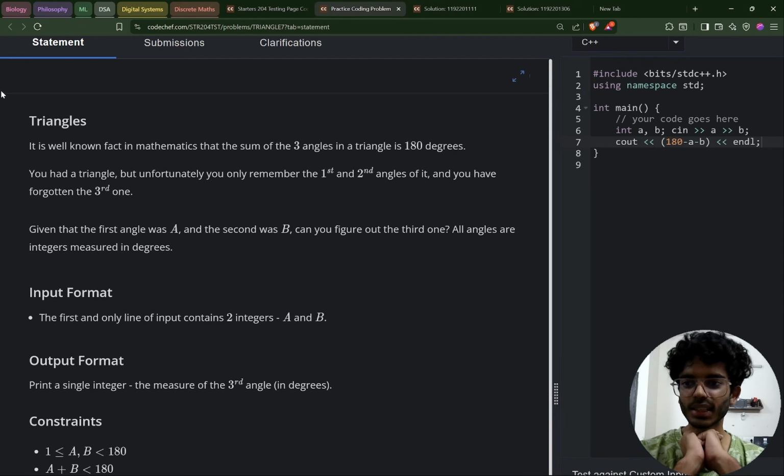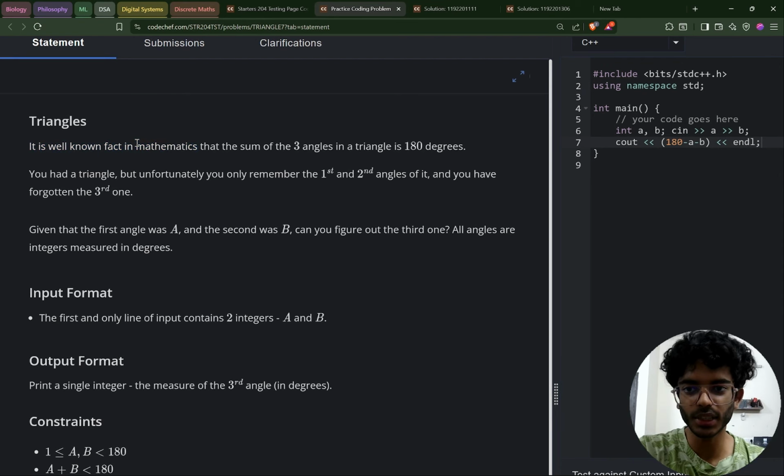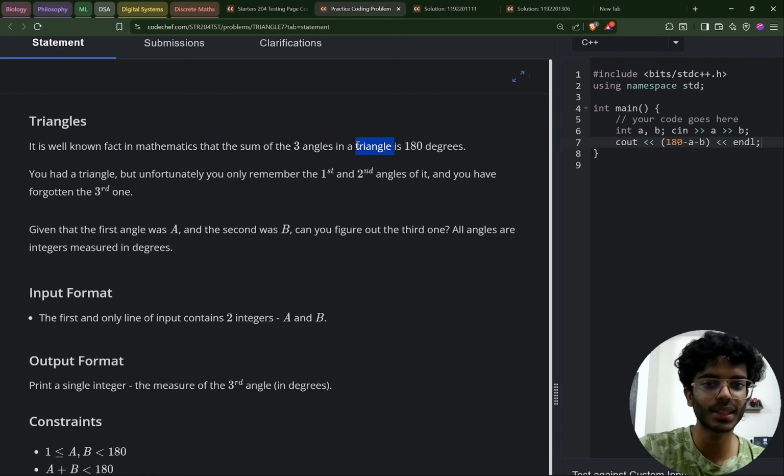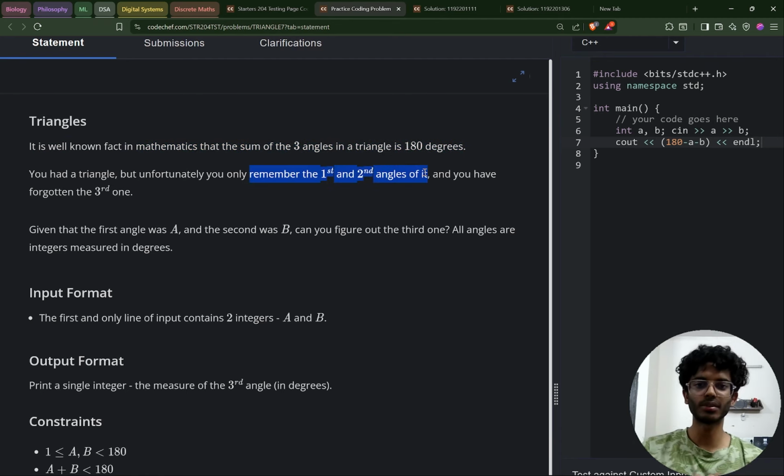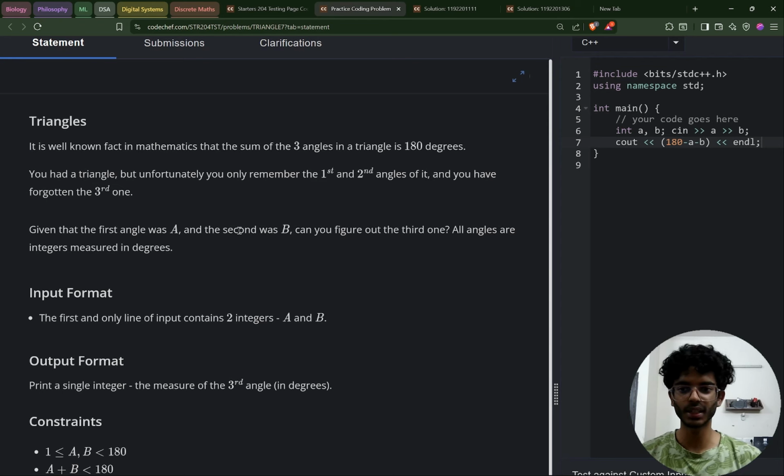Today's question is triangles. It is a well-known fact in mathematics that the sum of the three angles in a triangle is 180 degrees. We are given two angles of the triangle and we have forgotten the third one. So we need to print the third angle of the triangle.